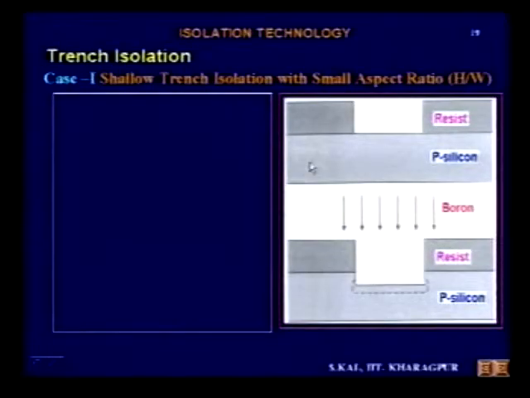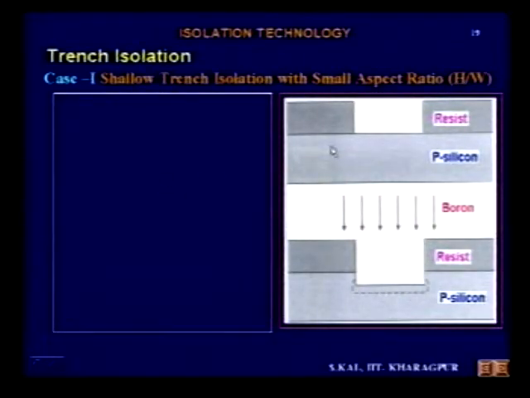Trench capacitors are widely used in recent DRAM VLSI process. Now, next, there are two types of trench isolation. One is known as shallow trench isolation with small aspect ratio. If the trench height is not large, then it's known as a shallow trench isolation, and aspect ratio is small. That means height by width is aspect ratio. Height is small and width is large, that is small aspect ratio.